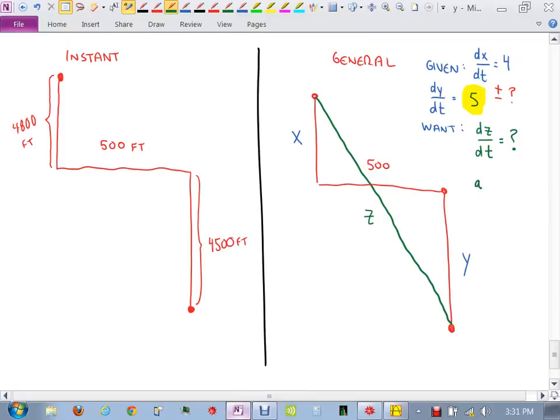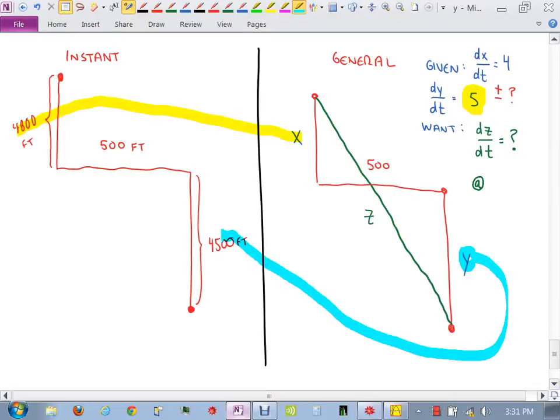At what particular instant am I interested in that? Okay, in terms of our picture though, when is it? Look at our instant in time. Don't we know what x and y are at the instant in time? Don't we? So we want to know how fast z is changing at exactly the instant that x is 4,800 and y is 4,500.